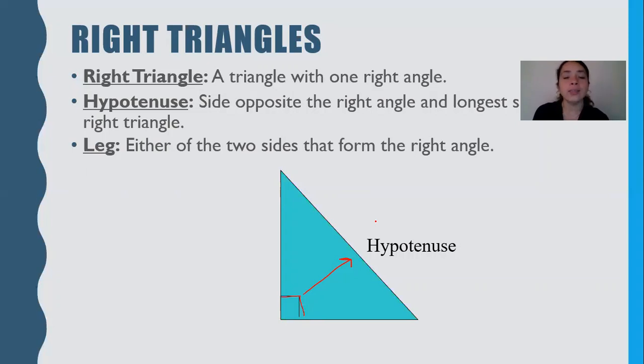And then the legs. I know we usually call them sides, but another name for them is legs. They are the two sides that form the right angle. Notice we have not labeled this side or that side. Those can be called the legs of the triangle.